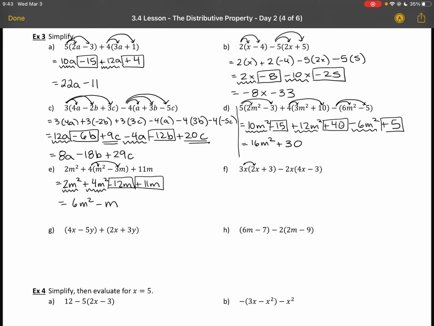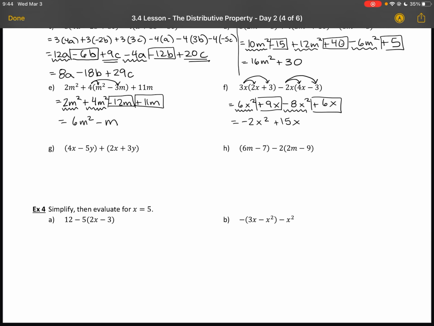Next example, 3x times 2x plus 3x times 3 minus 2x times 4x minus 2x minus 3. Here we would get 6x squared plus 9x minus 8x squared plus 6x. Now I'm going to look for my like terms. I have two terms with x squared, and I have two terms with just x. Then I can combine them together. So minus 2x squared plus 15x.